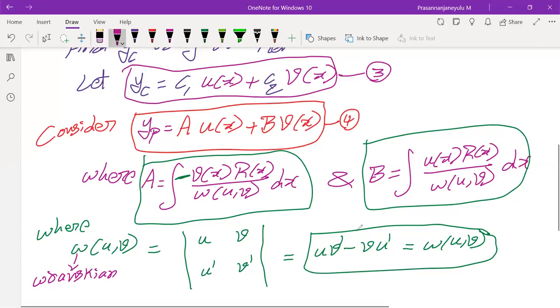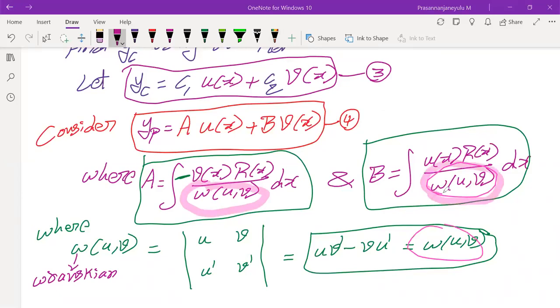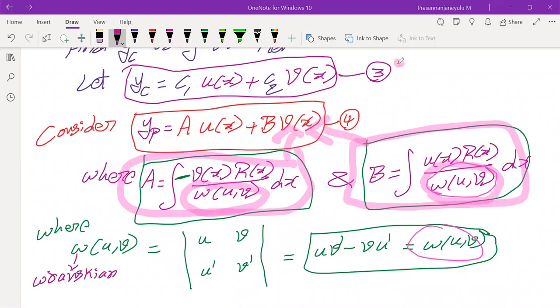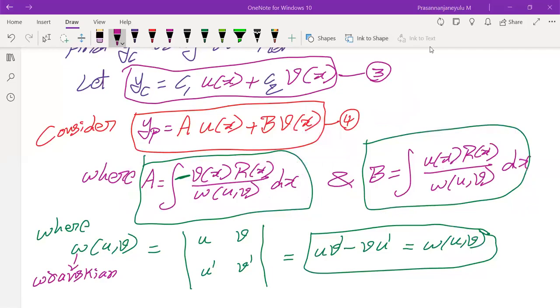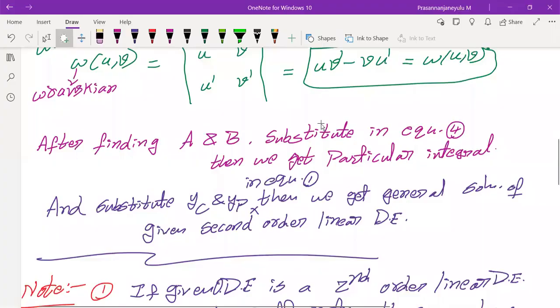After we get W, then substitute in the A and B formulas. We know U, V, R, and W. Substitute in this, find the integration value. After finding the integration, we'll get A and B values. Substitute A and B in equation number 4, then we'll get YP. After getting YP, what do we need to do? Add 3 and 4, then we'll get the general solution of the given differential equation. This is the procedure.